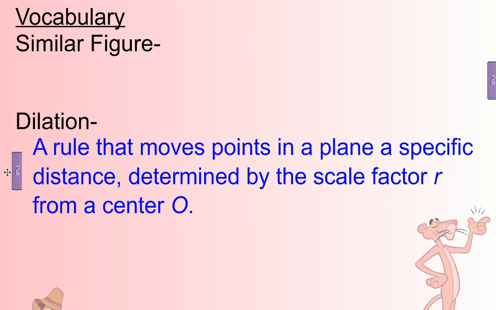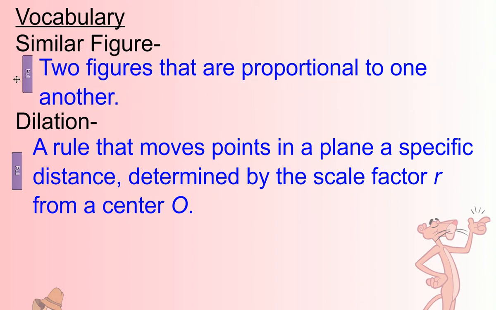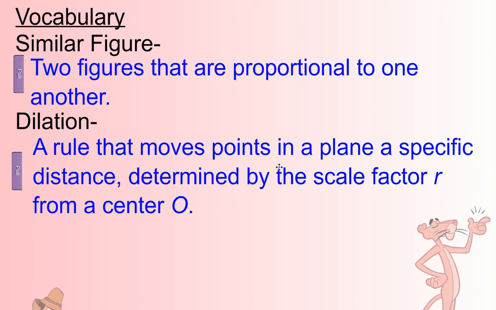And the similar figure, well, the similar figure is what a dilation makes. A similar figure are two figures that are proportional to one another. So the act of doing a dilation on one figure makes a similar proportional figure.